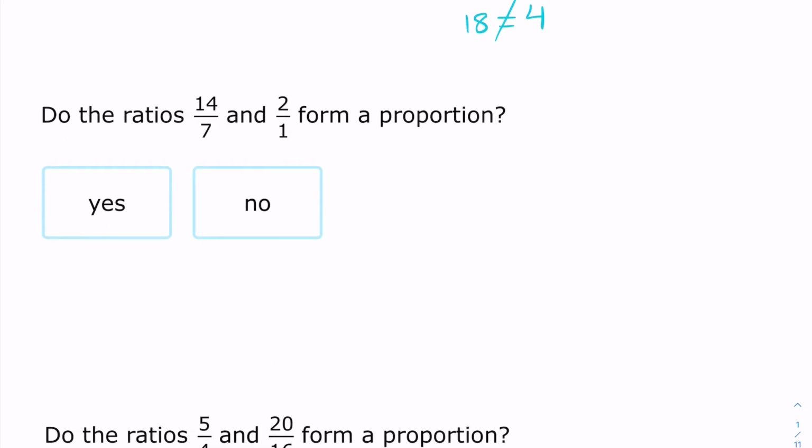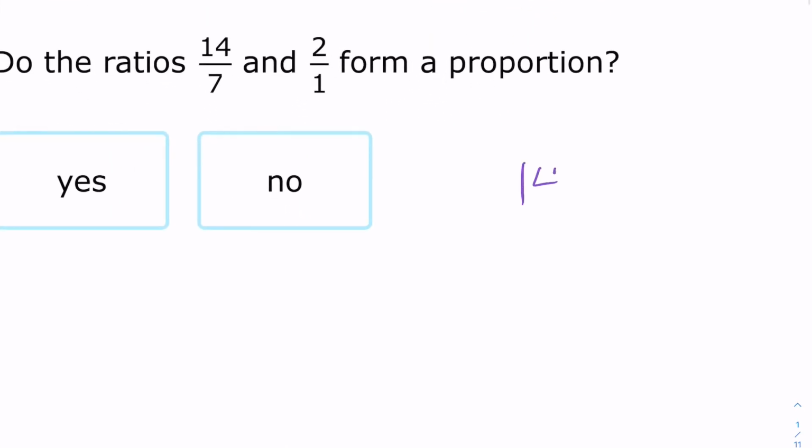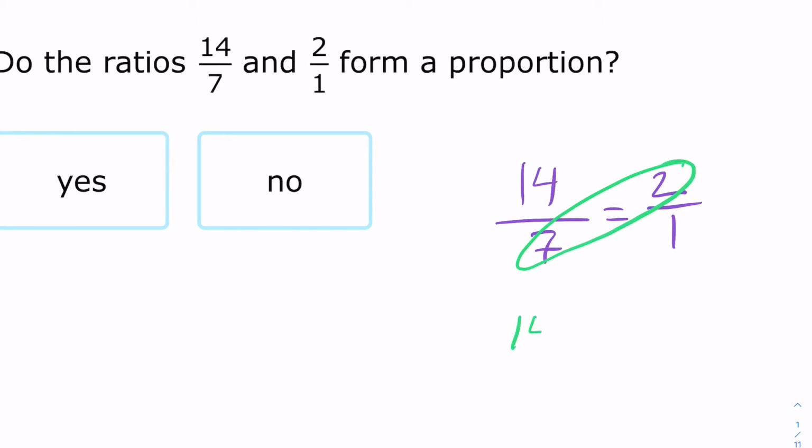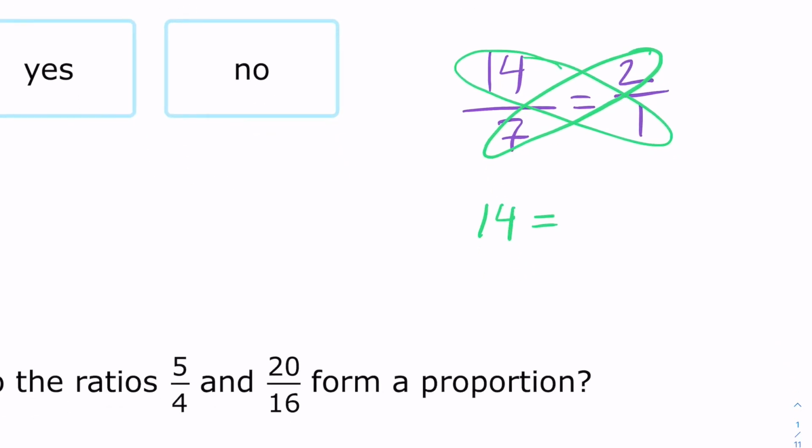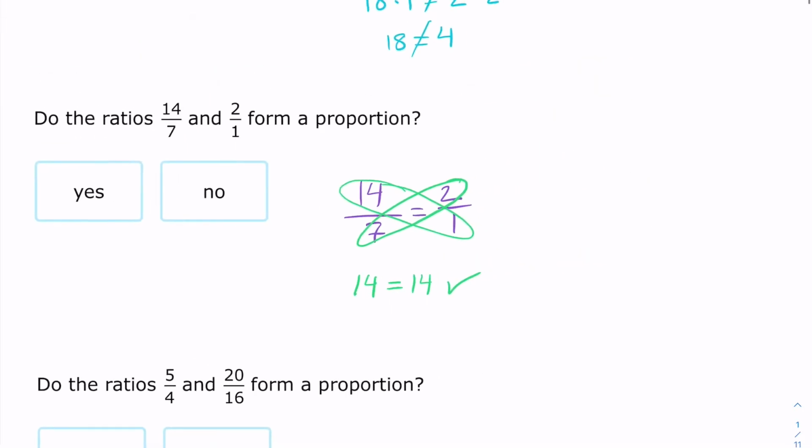So let's take 14/7. Let's set that equal to 2/1. So I'm going to do the cross products here. I'm going to do 2 times 7 is 14, and 14 times 1 is also 14. It doesn't matter which side of the equal sign that you place these numbers, because we're just testing equality. And 14 does equal 14. So the answer to this is yes, they are proportional.